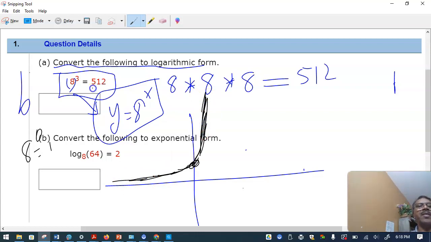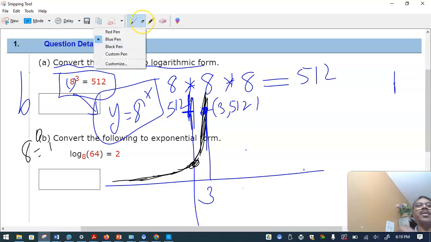So 8 raised to 3 is 512. The question is, I want you to write it in the logarithmic form. What it means is, where is 512, the point? Let's see, I'll just imagine that this is 3, so the 3 gives 512.